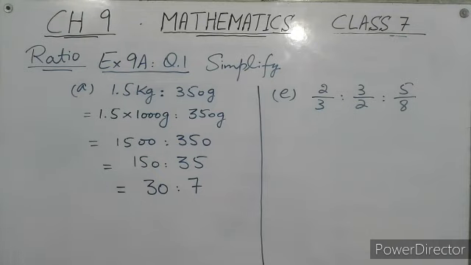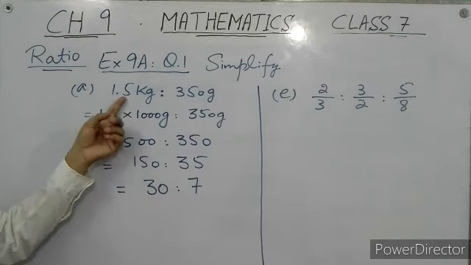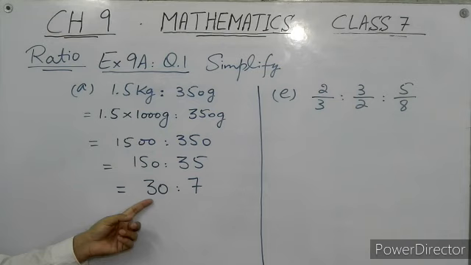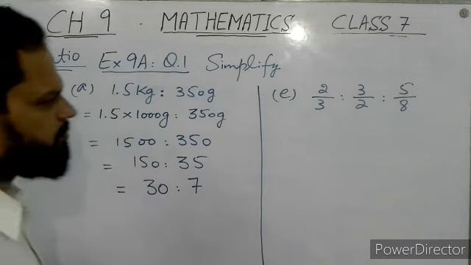If two or more ratios are equal, they are called equivalent ratios. This is the simplified form of a given ratio, and the given ratio and the answer both are equal. So they are also called equivalent ratios. Now we have another question.